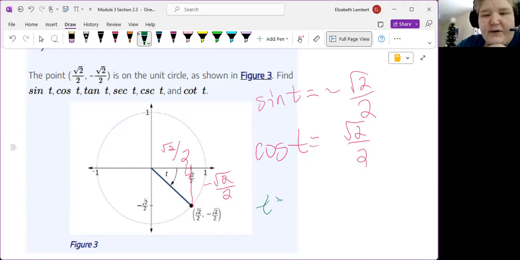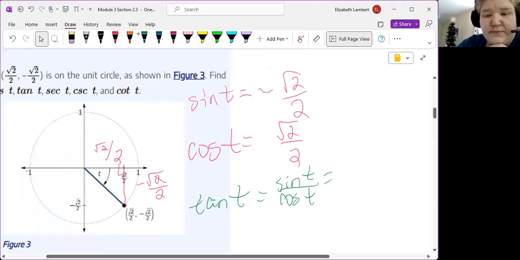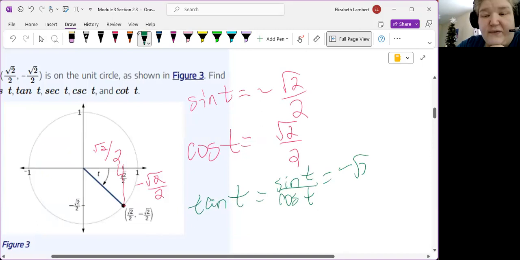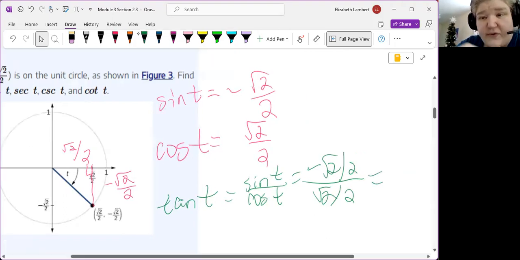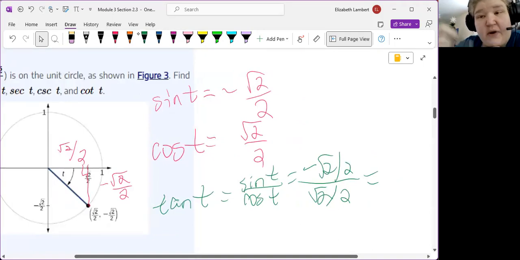Now from there, tangent is just the quotient of those two, sine over cosine. So we have the negative square root of 2 over 2 over the positive square root of 2 over 2. So numerically, these are the same except for that negative sign. So when I have a number divided by itself, it's 1. A negative number divided by the positive of the number gives us a negative 1.